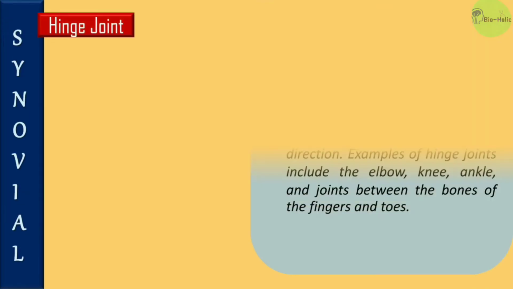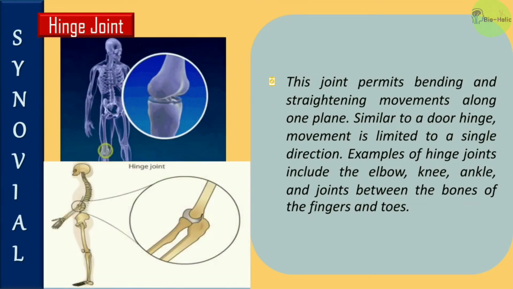Second is the hinge joint. This joint permits bending and straightening movements along one plane. Similar to a door hinge, movement is limited to a single direction. Examples of hinge joints include the elbow, knee, ankle, and joints between the bones of the fingers and toes. Okay?